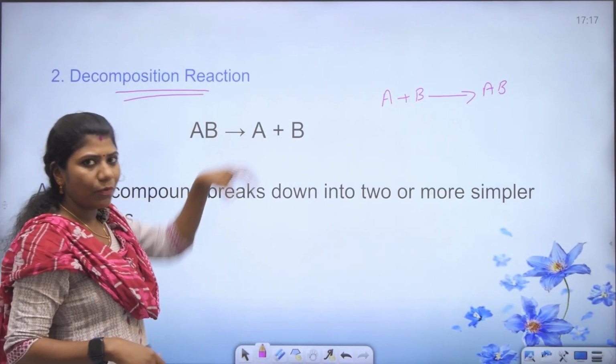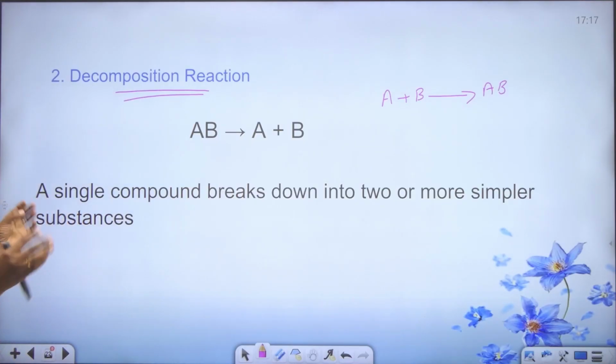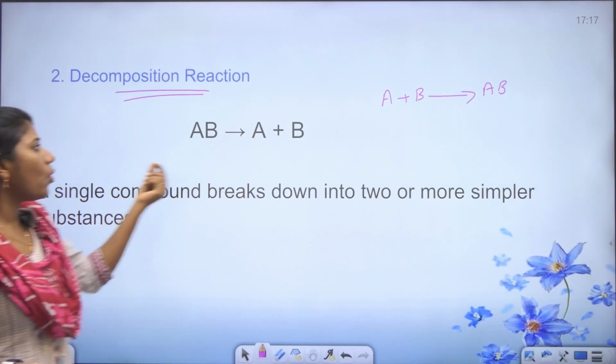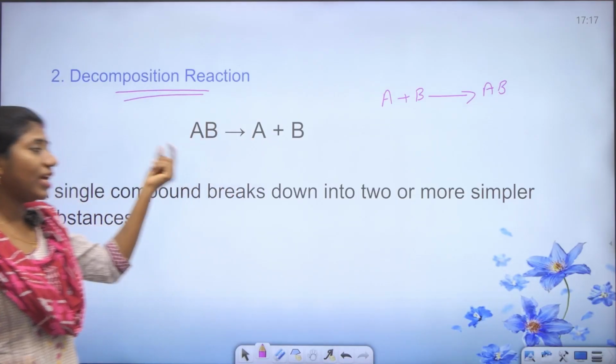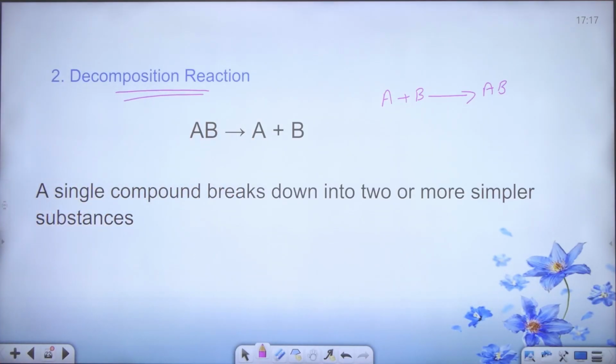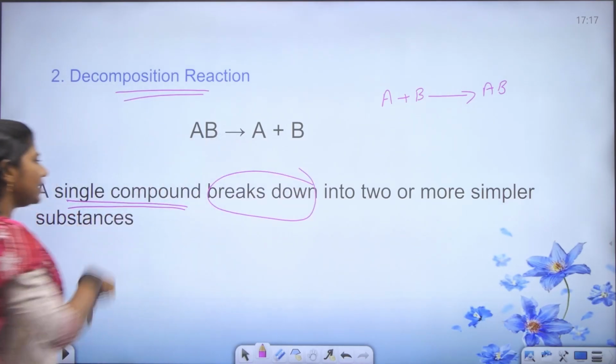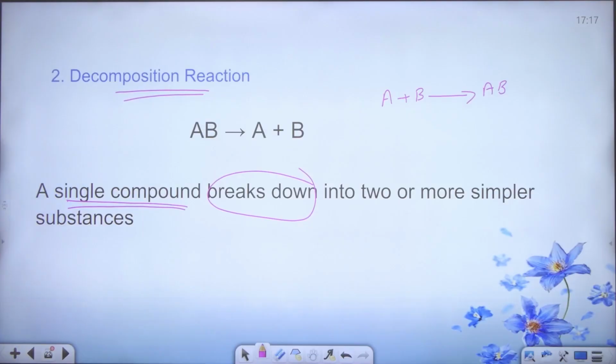AB is decomposed. Decompose means break down. AB breaks down to form new products. More than one product is formed. AB decomposes to form A plus B. A single compound breaks down into two or more simpler substances. In a decomposition reaction, a single compound breaks down into two or more simpler substances. AB is a single compound, and it decomposes to form A and B.